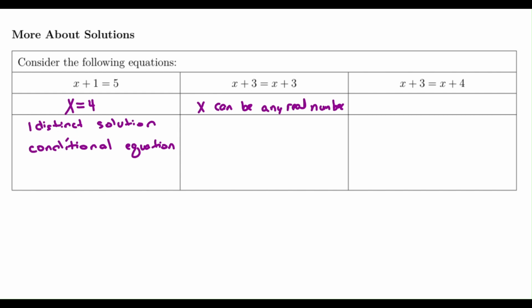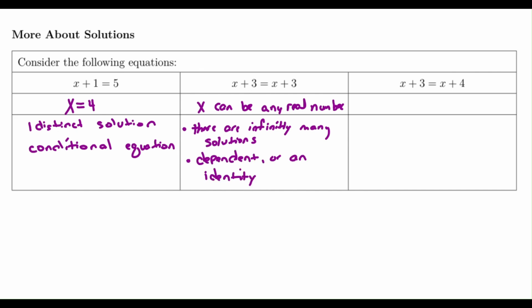So for this one, there are infinitely many solutions because x can be any real number. Now, in addition to that, we would also say that this is a dependent system or an identity. For our last equation, here we can see x plus 3 equals x plus 4. Well, I can't think of any number that will work for that. So nothing works. There's no real solution.